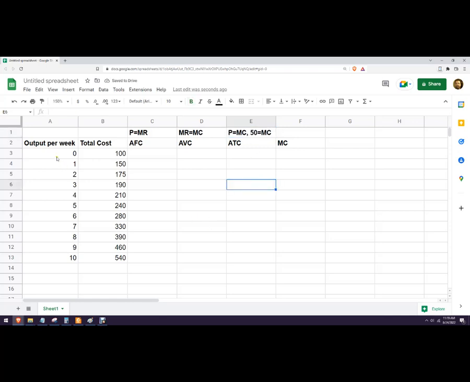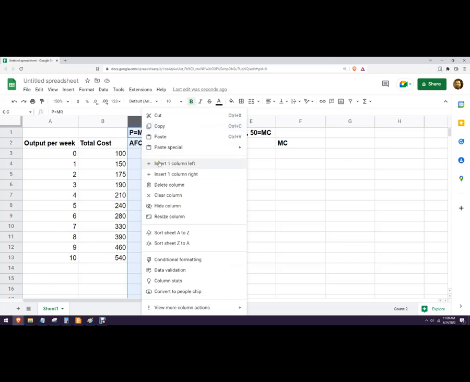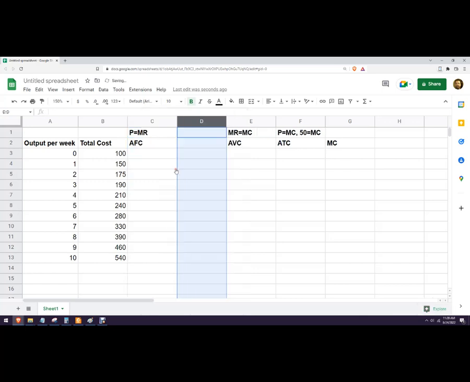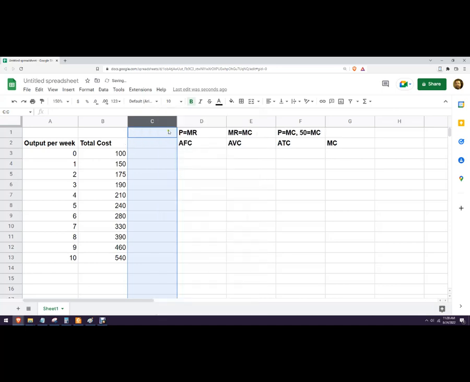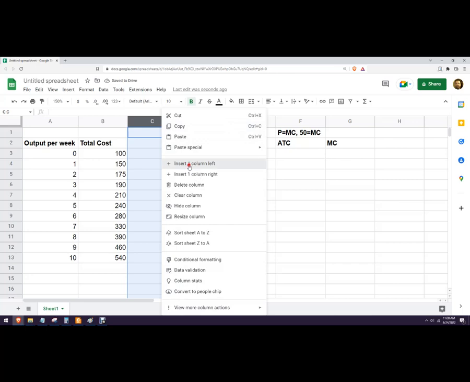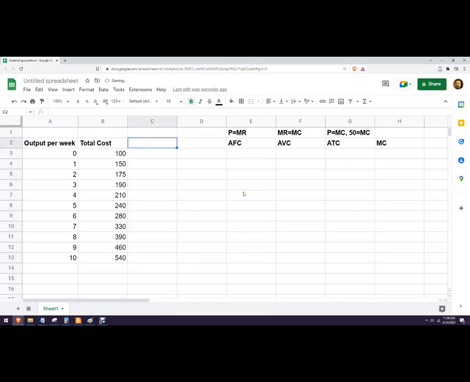All right, so we've got output per week, 1 through 10, and then here's the total cost. What I want to do is put a couple more columns in here. I'm going to go to the left. What I did was right-click with my mouse here and insert another column. The column I want is going to be fixed cost. I could also write that as FC, but I'll leave it as fixed cost.